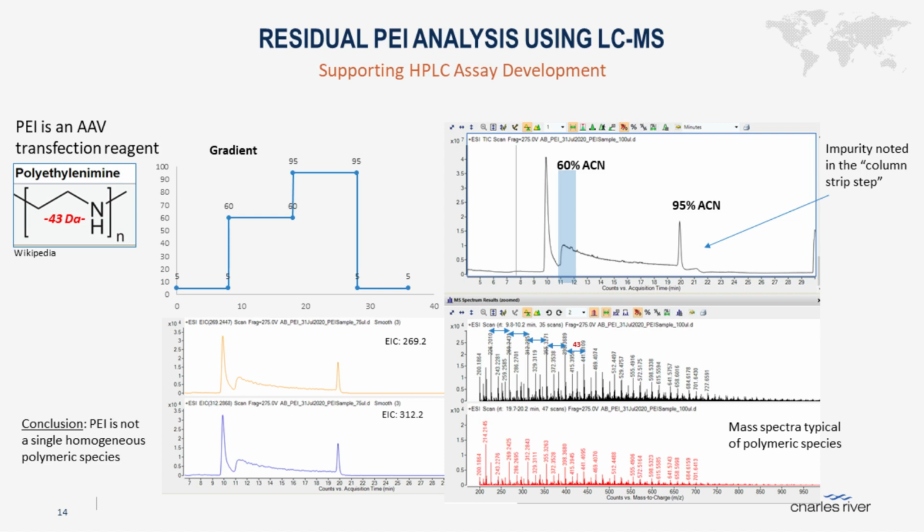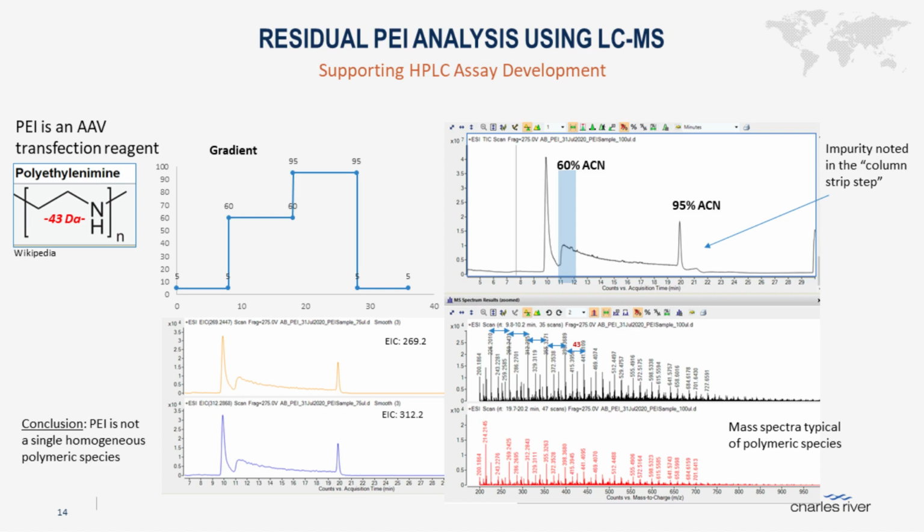So PEI is a polymer, and that's shown on the upper left-hand side there. And I'll make a little plug for Wikipedia. Everyone go out and donate to Wikipedia. It shows the structure of PEI with a 43 Dalton base unit, 2 carbon atoms and a nitrogen. The method used here by HPLC typically involves step gradients, because that compresses the polymer into a sharper HPLC peak.